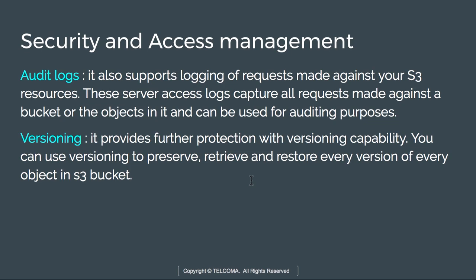By default, a request will retrieve the most recently written version. Older versions of the object can be retrieved by specifying the version in the request. Storage rates apply for every version stored. So versioning is also providing protection. We can use versioning to preserve, retrieve and restore every version of an object in S3.